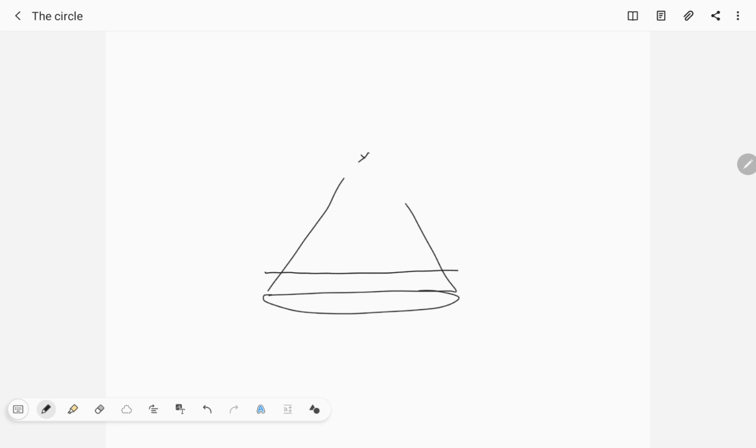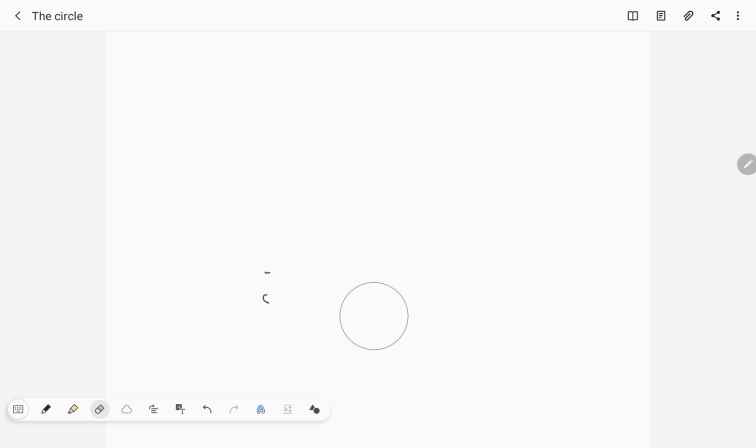If I could take a cone and slice it directly across, I would have a circle. If I cut it at some kind of an angle, I get different shapes. There are 4 different shapes that we talk about with conic sections: the circle, the ellipse, the hyperbola, and the parabola.